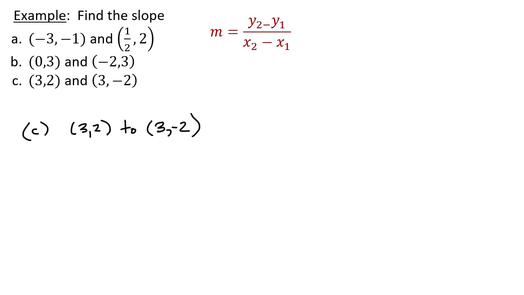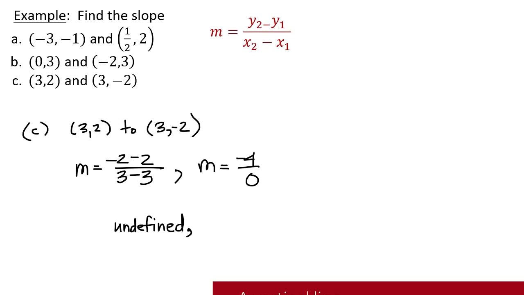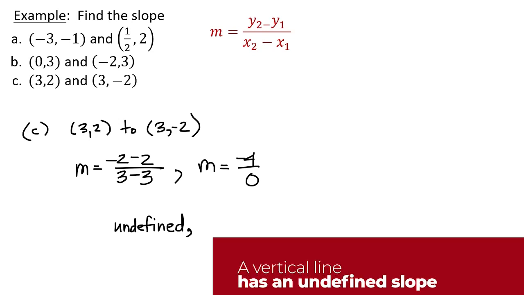Finally, I want to find the slope of the line that connects the point (3, 2) to the point (3, -2). So m equals y2, which is -2, subtract y1, which is 2, all over x2, which is 3, subtract x1, which is 3. So that tells me m is equal to -4 divided by 0. But we cannot divide by 0. This is undefined, so this slope is undefined. And it is always true that a vertical line, x equals 3 in this case, has an undefined slope.